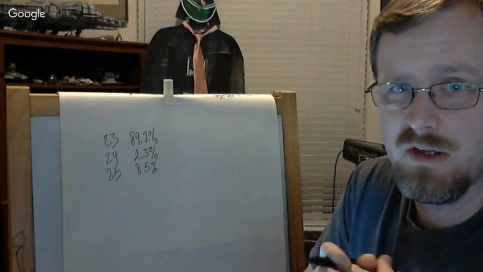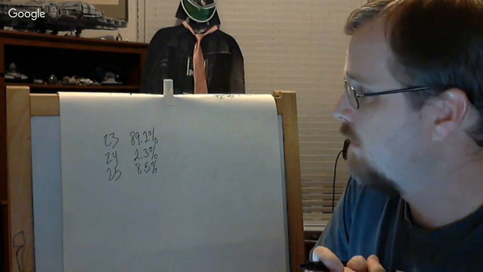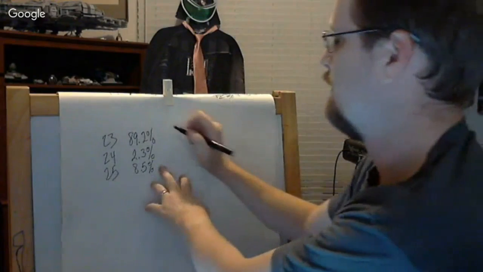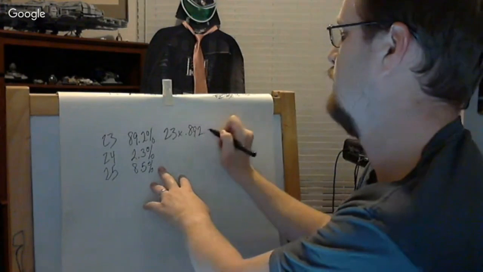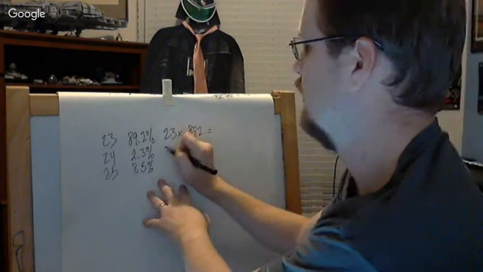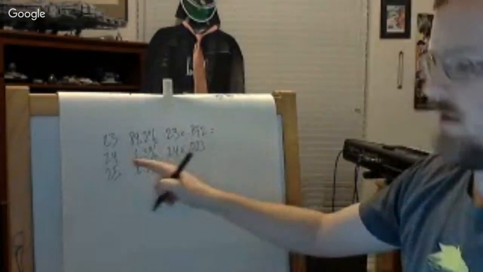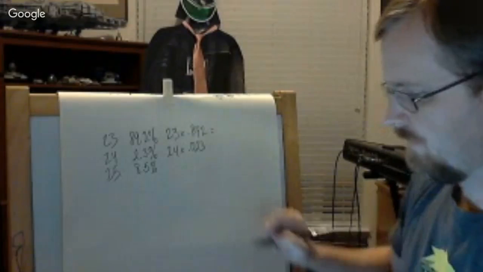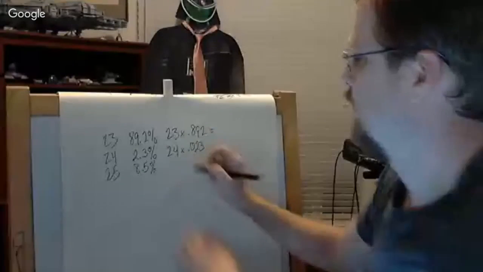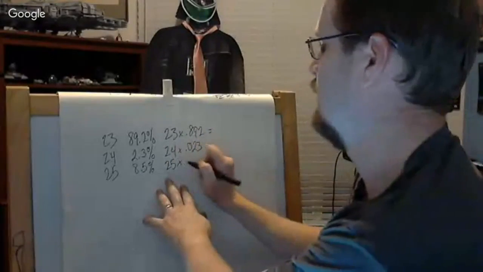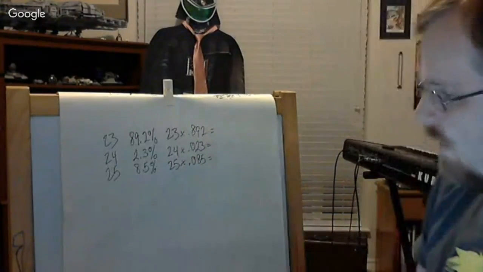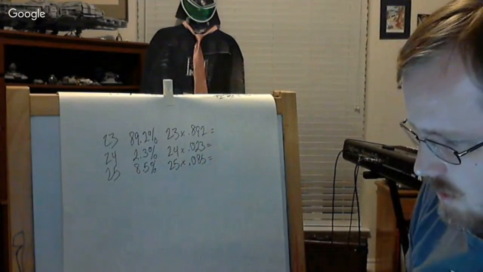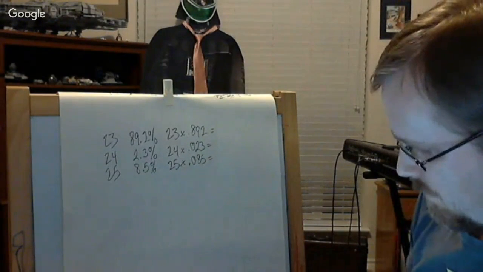So hopefully that's been enough time for you guys to try and work some stuff out. Okay, so what we're going to do is 23 times 0.892, whatever that equals. Then we'll get 24 times 0.023. Remember, you got to move the decimal to the left 2 places. Okay, and then for this one, it will be 25 times 0.085.